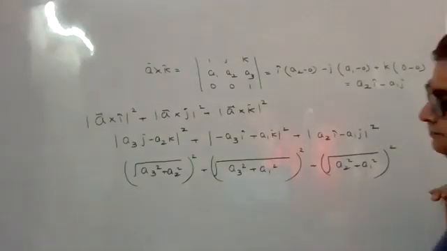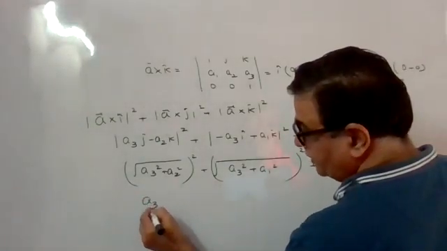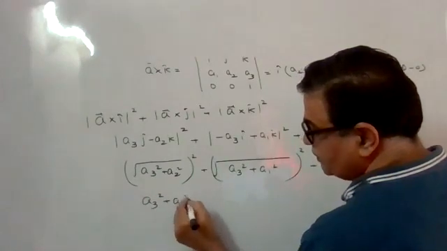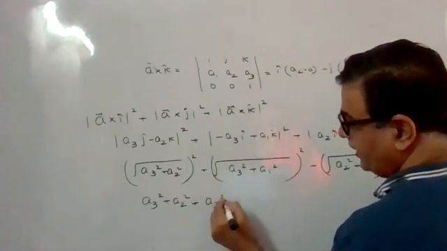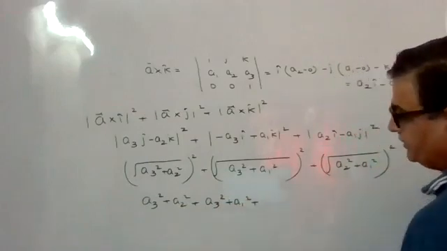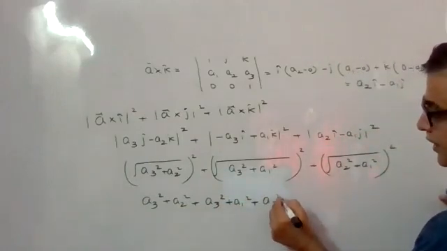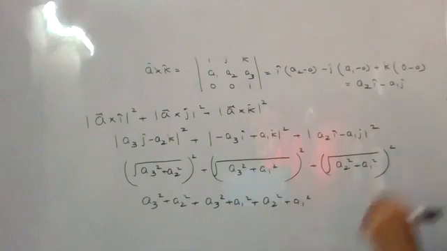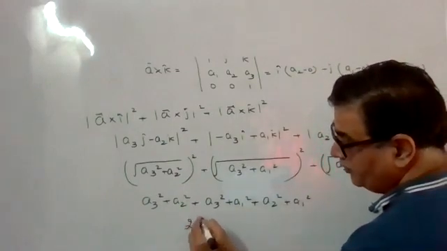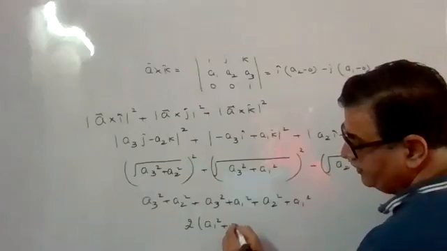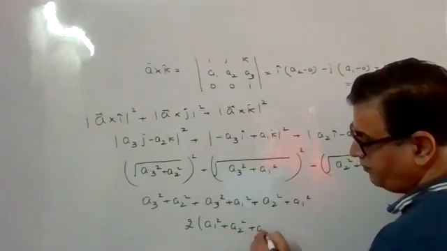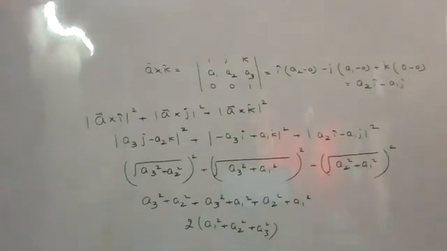Now what this will become? A3 square plus A2 square plus A3 square plus A1 square plus A2 square plus A1 square. Now when you solve it, it will be twice A1 square plus A2 square plus A3 square. And it is nothing but magnitude of A whole square. So I'll say twice magnitude A square. Hence proved.